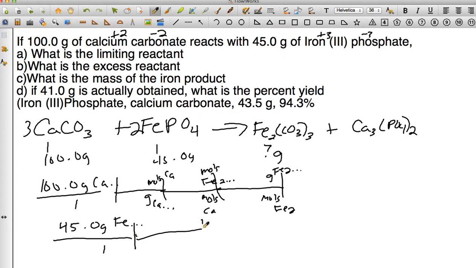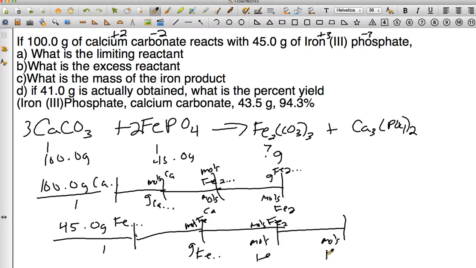Down here, we're going to do the same thing. So we're going to go grams of the iron phosphate to moles of the iron phosphate, moles of the iron phosphate to moles of the iron carbonate, Fe2(CO3)3, and then moles of Fe2(CO3)3 to grams of Fe2(CO3)3. Now, typically you would write out your entire formulas, but I'm running out of space, so that's why I'm not going to do that.